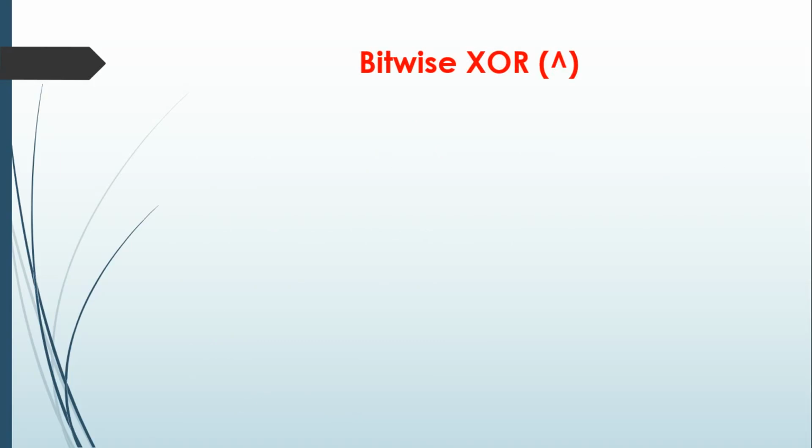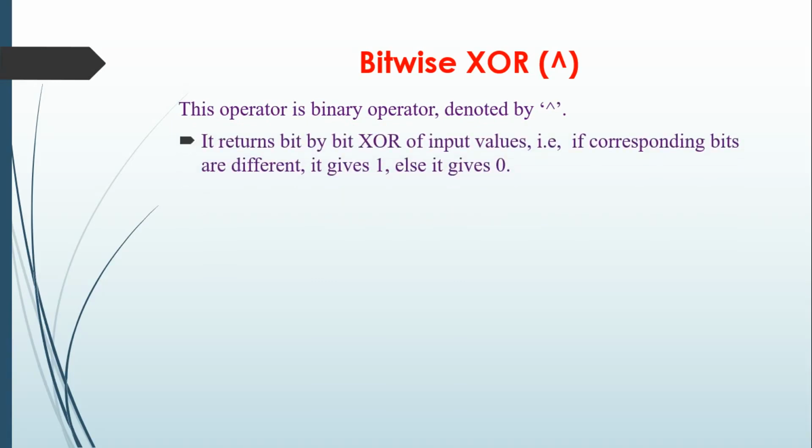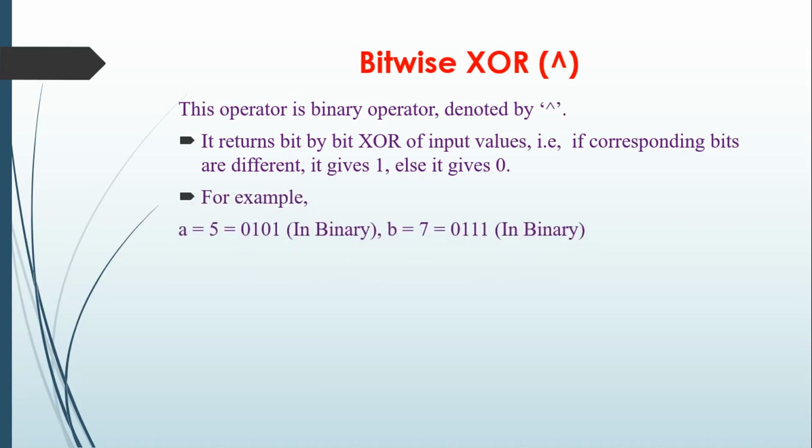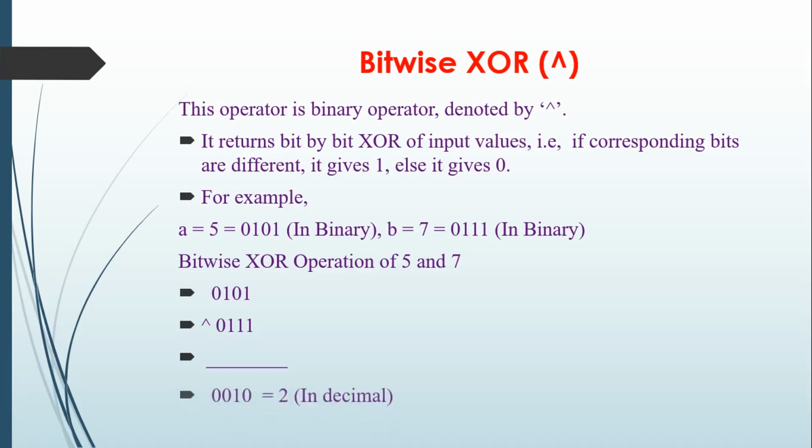Here is another bitwise operator, that is XOR. This operator is a binary operator denoted by XOR. It returns the bit by bit XOR of input values. That is, if corresponding bits are different, it gives 1, else it gives 0. For example, A equals 0101 and B equals 0111, and the bitwise XOR operation of 5 and 7 is 0010. So it will give us the value 2 in decimal.